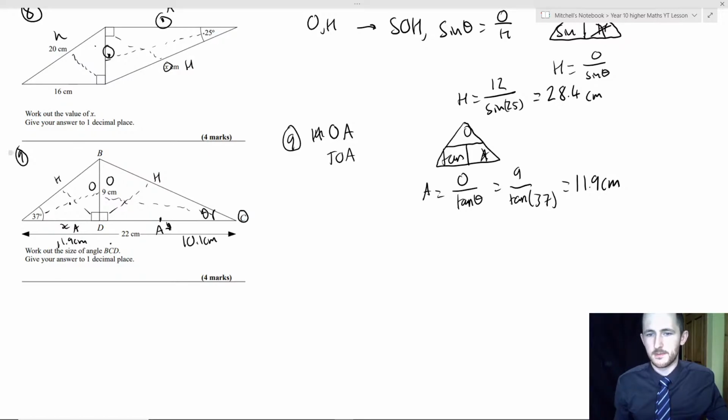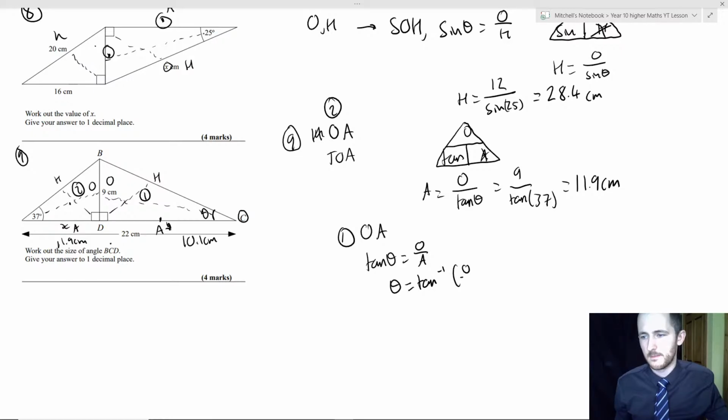So now I have my adjacent for, if we call this triangle 2, this triangle 1, I have the opposite and the adjacent, and I want the angle. So I'm going to be doing tan theta equals opposite over adjacent, so we're going to be taking the tan inverse. Opposite is 9. The adjacent's 10.1. So 41.7 degrees.